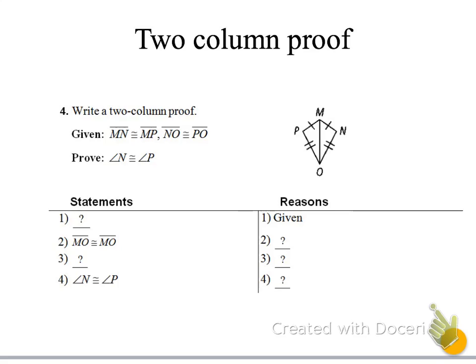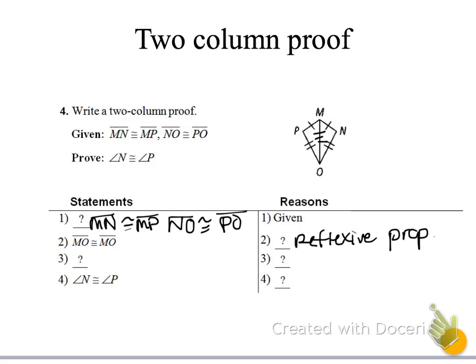Okay, so number one is given, so let's put our given in here. Okay, number two, MO is congruent to MO. If they're the same thing, so here's MO, it's the reflexive property of congruence. And then, so we proved that, and now we can prove, it looks like we have three sides are congruent. So we could say side, side, side, and say those two triangles are congruent. So triangle MPO is congruent to triangle MNO by side, side, side. And now, since the triangles are congruent, that means corresponding angles are congruent. So angle N should be congruent to angle P by CPC.